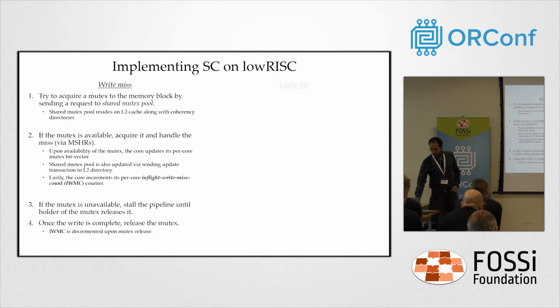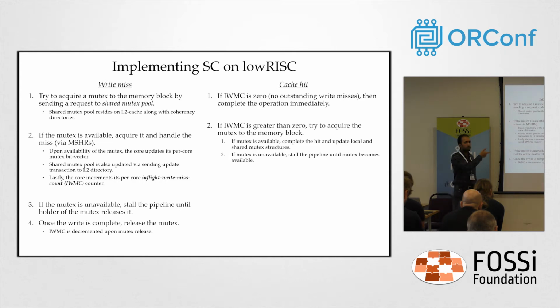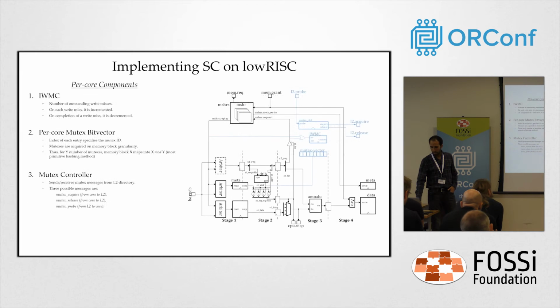What we do on a cache hit is this: if the counter is 0, we know that there are no outstanding misses, so we can just continue. But if it's greater than 0, then we should acquire the mutex. And if we cannot acquire it, we just stall the pipeline.